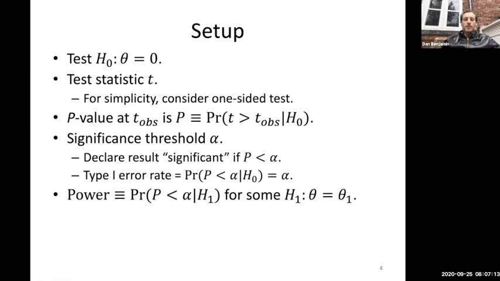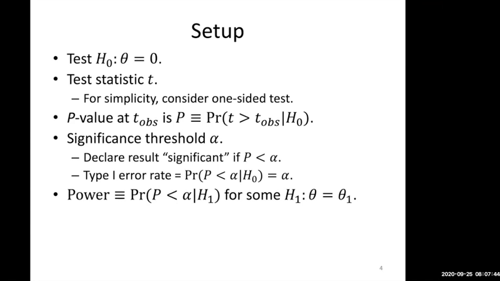And power refers to the probability that you get a significant result if the alternative hypothesis is true. That is, there really is an effect. And I'm just going to, for simplicity, assume that the alternative hypothesis is equal to some particular value for the parameter theta. So it might be that some value of theta you consider to be practically significant, or of real world importance.